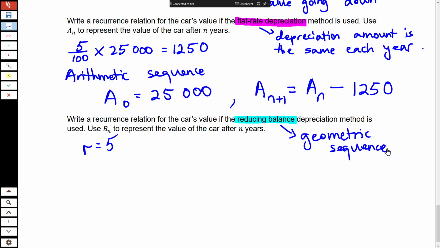Open to the floor. You all knew it a couple of weeks ago. So I'm going to decrease a number by 5%. That's the same as multiplying by what number?